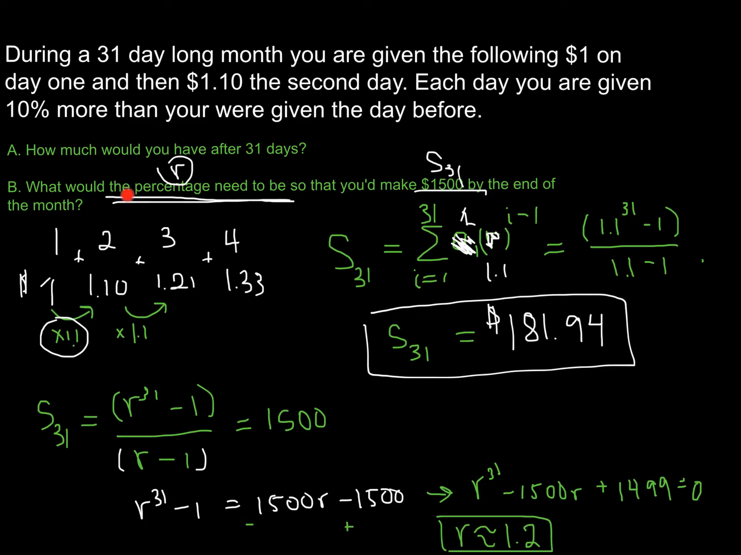So going back to the question, with an r value of 1.2, how is that increasing your total each month? Well, you're multiplying by 1.2 to get from one step to the next. Remember, multiplying by 1 keeps the same value that you had from the day before, and then multiplying by 0.2 will add 20%. So the percentage that you'd need to get to $1,500 would be about 20%.